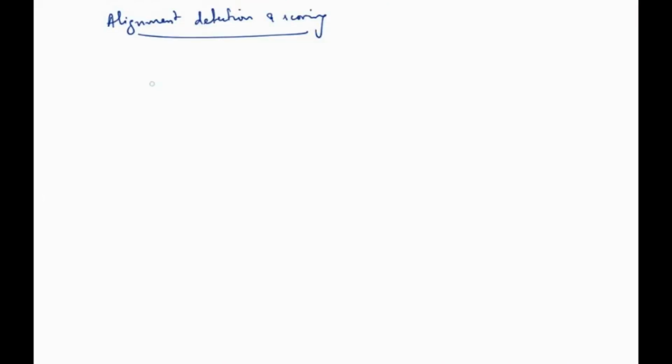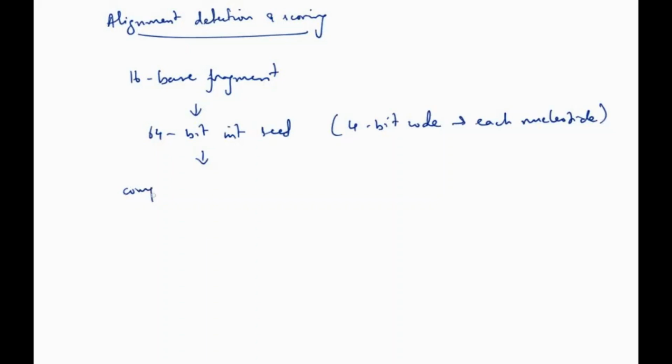The initial sequence comparisons are done using a 16 base fragment from each sequence. These fragments are converted into a 64-bit integer seed using a 4-bit code for each base. After this, the seeds are compared using bitwise XOR. What it does is it determines which of the bits differ between the two seeds.